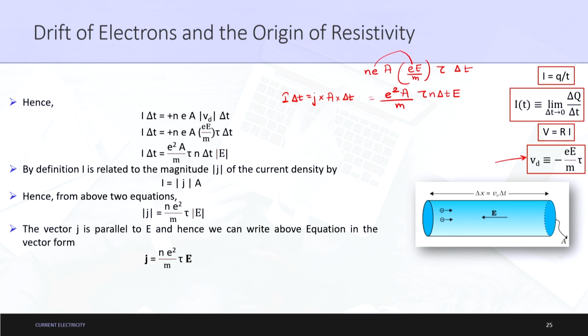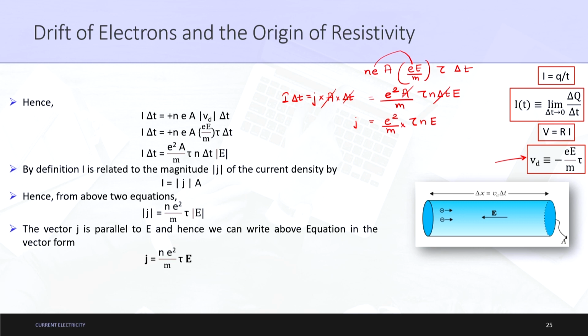Now, using this equation we can directly find, if we just remove delta t and the value of A from here, that j is nothing but e square by m into tau n E. This is nothing but this expression here. So, it is n e square by m into tau into |E|. So, this is the expression for current density. Now, we are just explaining the same concept in vector form, similar to what we explained in the previous form.